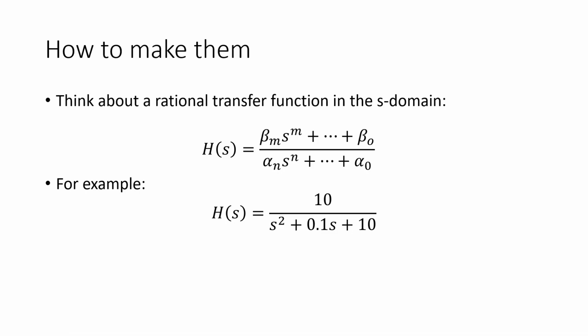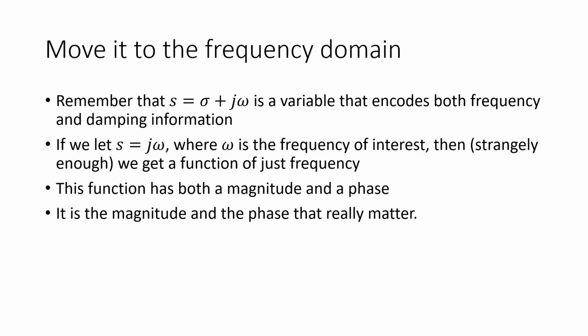So how do you make one? Well, first of all, we're going to think about a rational transfer function in the S domain. I've made it as general as I possibly can. We have some nth order polynomial on top and an nth order on the bottom. As an example, we might have this one here, which is a second order on the bottom and a 0th order on top, so beta naught is 10, and there's nothing else before it, just a random transfer function. We'll actually be looking at this particular one here, the bottom one, when we start doing Bode plots in MATLAB.